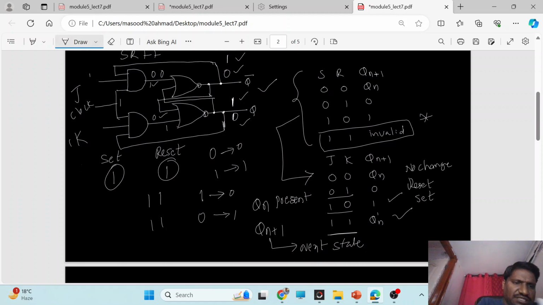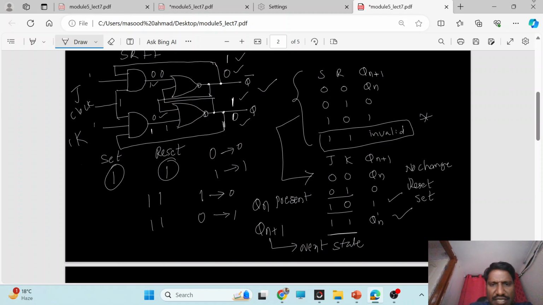So j is 1, k is 1, clock is 1. Both the outputs are 1. This output will be 1. Now what is the current value of q? We need to take it into consideration. Let's say the current value of q is 1 or the current value of q is 0.